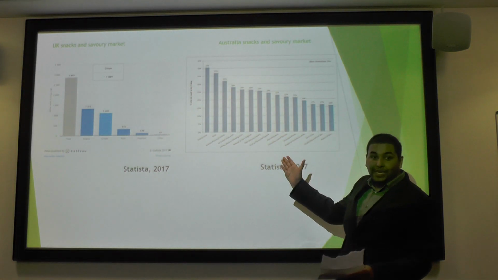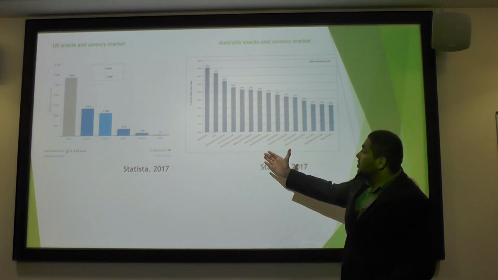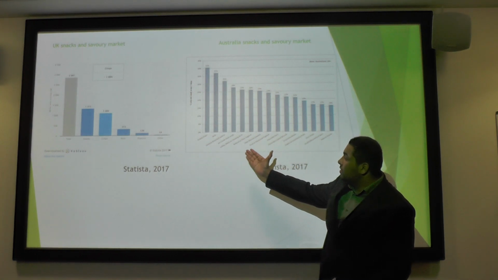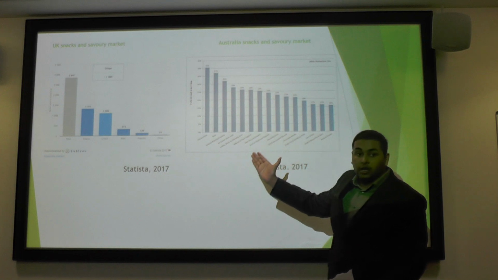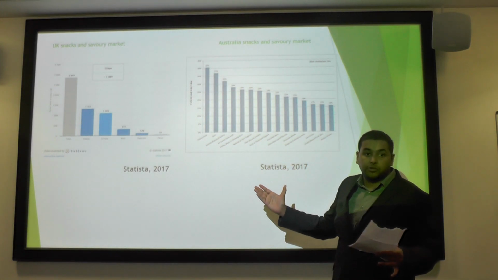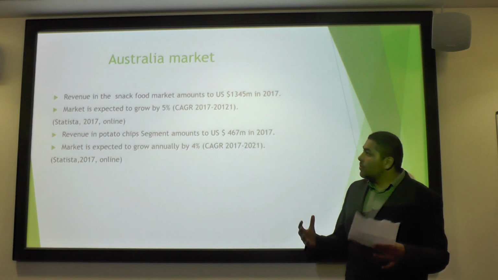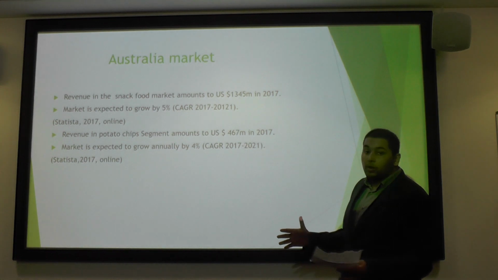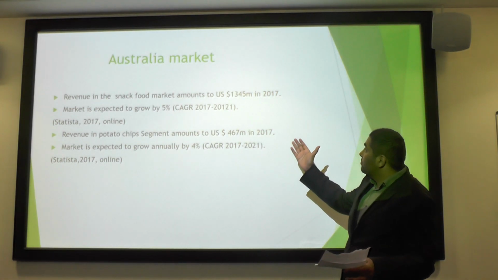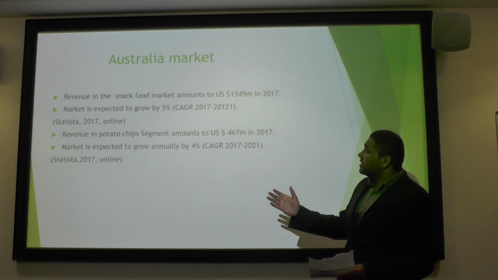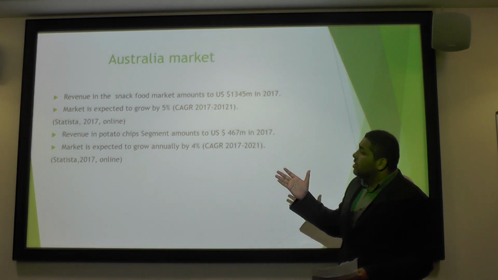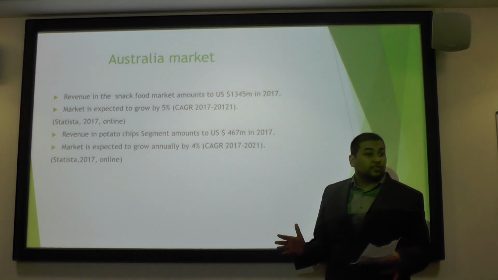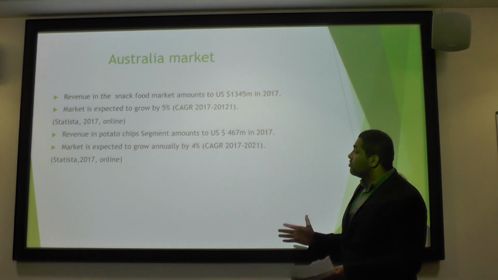In comparison with Graph B, which represents the Australian market, as you can see, the potato snacks industry is leading compared to all the other industries, with 41% of the population in Australia purchasing potato chips. With a little bit more information about the Australian market, you can see that revenue in the snack food market amounts to $1,345,000 in 2017. The market is expected to grow by 5%. Revenue in the potato chips segment amounts to £467 million in 2017 alone. The market is expected to grow annually by 4%.